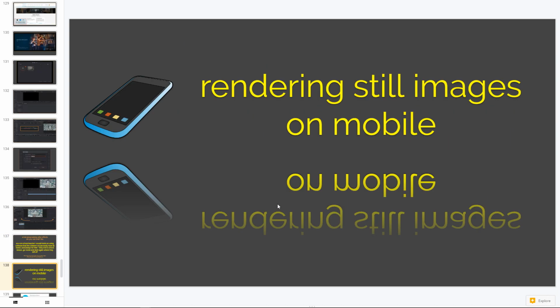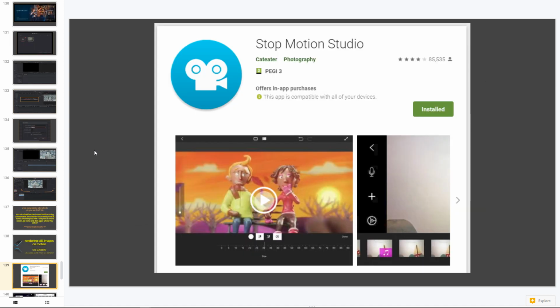With that said, of course, I did say that I went on to do Vegas Movie Studio, which I have purchased, but I make a lot of videos. Now, let's move on to rendering still images on mobile, because it can be done. In this example, I did pay less than $5. It wasn't much, $3, I don't know what it was. Stop Motion Studio on Android.